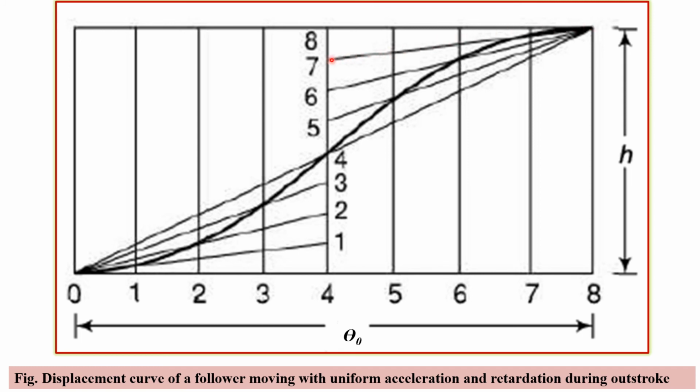So this is the first one, and its intersection with the first ordinate is here. Intersection of the second line with the second ordinate is here. Intersection of the third line with the third ordinate is here, and the intersection of this diagonal of this rectangular box with the central ordinate is at point number 4. So these intercepted points are again joined by means of a smooth curve, which basically gives us the displacement of the follower during the later half of the outstroke movement.